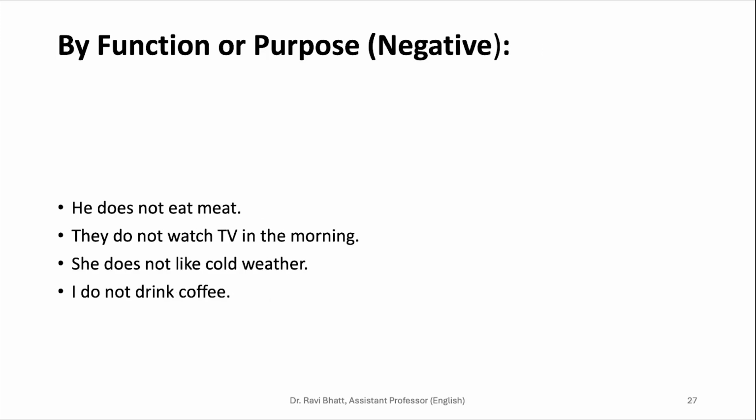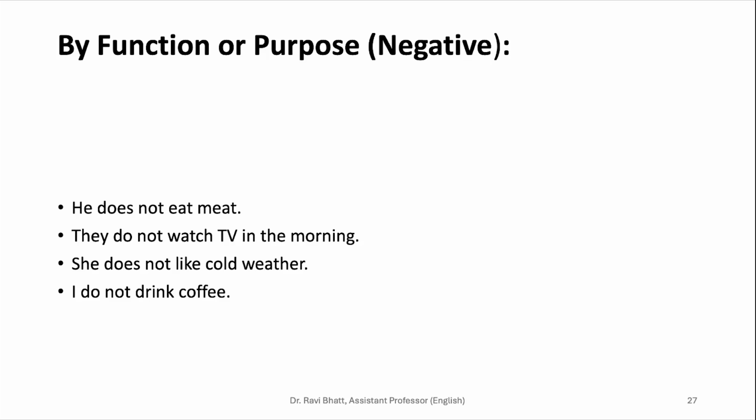All right. And again, negative, which will always negate something. He does not eat meat. They do not watch TV in the morning, or she does not like cold weather, or say, I do not drink coffee. Now, these are all negative statements.